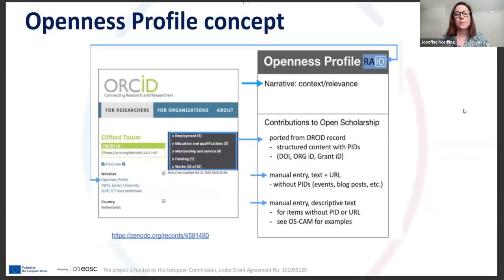Next slide, please. So the mockup would probably look something like this through its integration into ORCID, where you can see on the right-hand side, in short, the types of input you could include in the profile, ranging from ORCID records that contain structured formats equipped with a PID to manual entries in the form of text. For example, blog posts could be one output of such type that might not necessarily have a PID equipped with it. Other types of inputs are mentioned in the OSCAM that you also heard Clifford present just now.